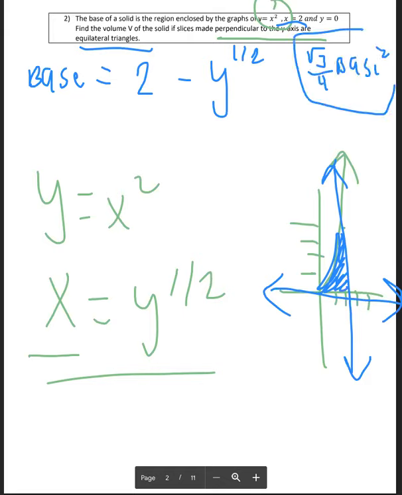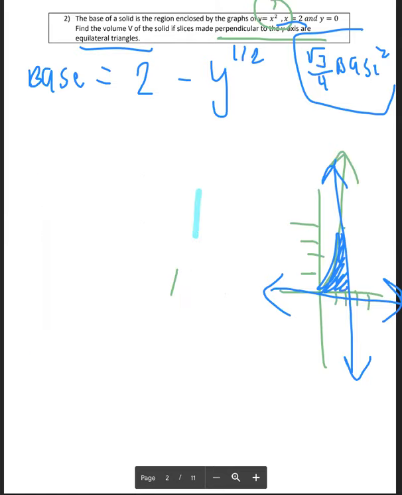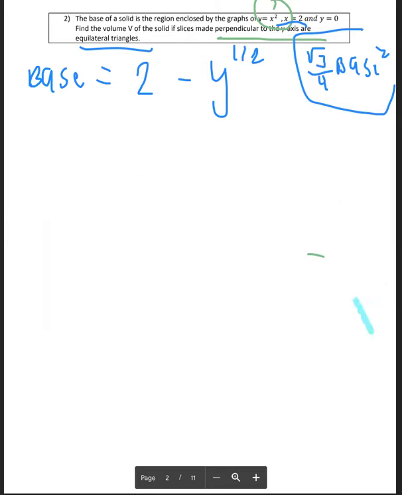The area, I'm going to erase. So the area, the air conditioner turned on and the papers are blowing away.